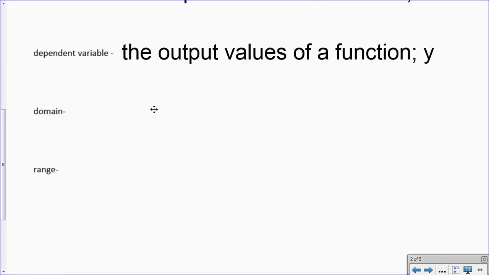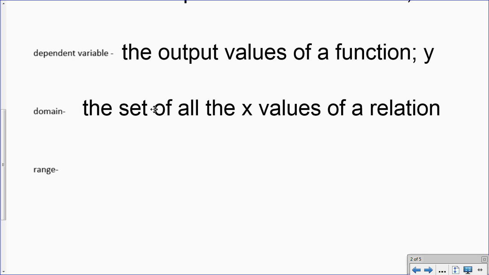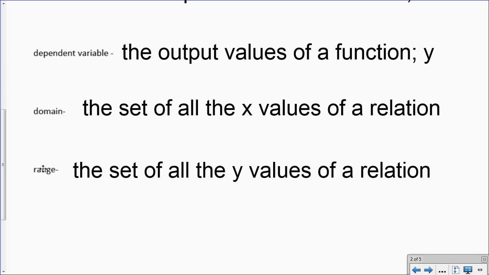Domain is the set of all the x values that's in the relation. Okay? So all the x values used in all those ordered pairs. The range is all the y values that were used. Okay?